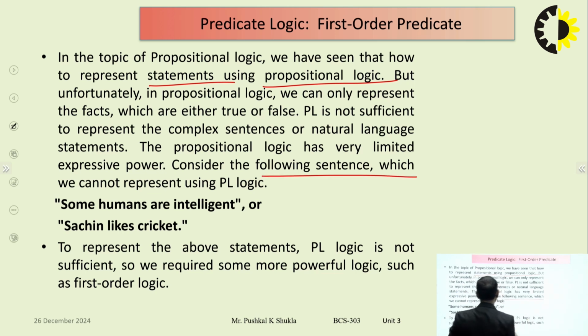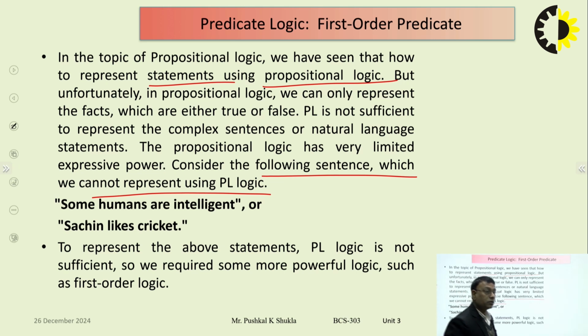Consider the following sentence which cannot be represented using propositional logic. For example, some humans are intelligent. Very simple sentences which are either true or false we can represent through propositional logic, but complex sentences used in natural language cannot be represented through propositional logic. So we need predicate logic, that is first order logic.